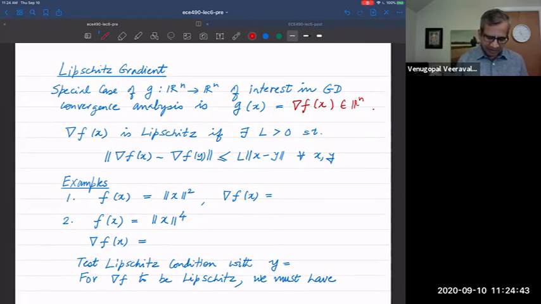Okay, so let's look at functions that are gradient Lipschitz. Functions whose gradient is Lipschitz, not the other way around. So we just saw this example of the norm of x squared. This is not a Lipschitz function, but its gradient is Lipschitz, right? The gradient of this function is 2 times x, and this is obviously Lipschitz with, what's the Lipschitz constant?